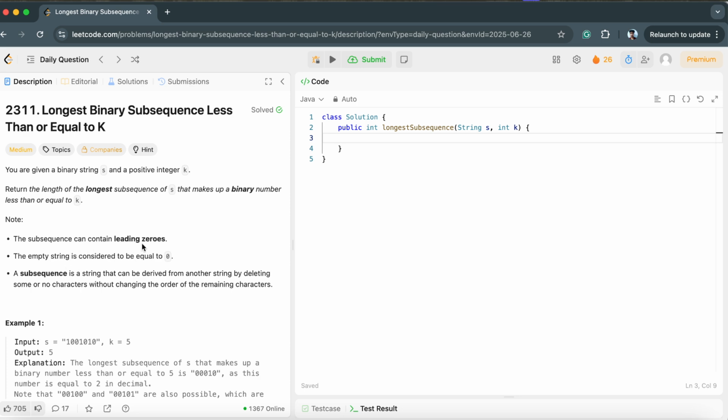The subsequence can contain leading zeros. The empty string is considered to be equal to 0. And a subsequence is a string that can be derived from another string by deleting some or no characters without changing the order of the remaining characters.